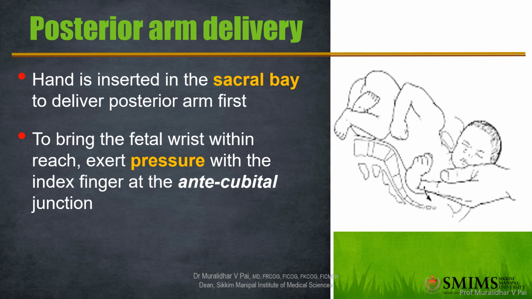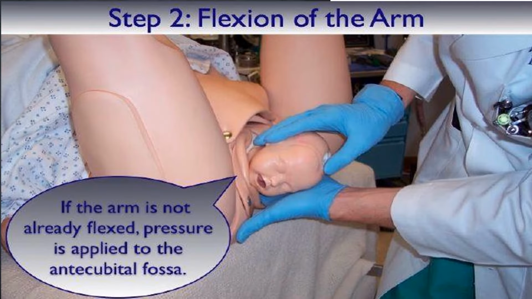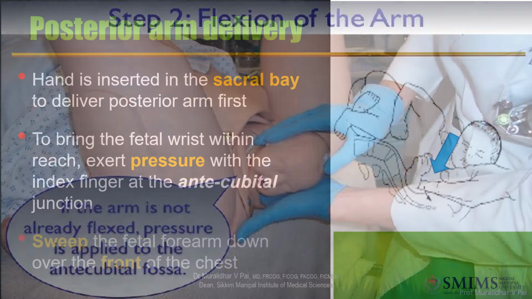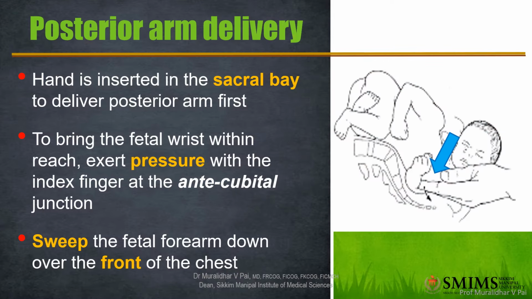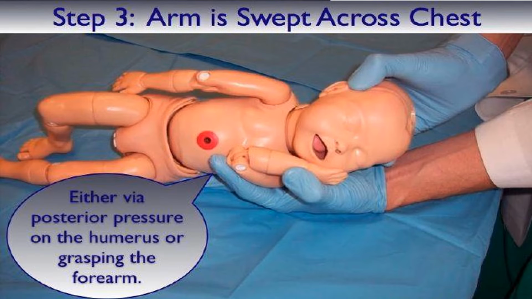To bring the fetal wrist within the reach of the hands, one should exert pressure, as shown by the blue arrow, on the antecubital junction. In Pinard's maneuver, we exert pressure on the popliteal fossa to bring the ankle in the grasp. If the arm is not already flexed, pressure is applied to the antecubital fossa. And then the arm is held and swept across the front of the chest, and delivery is completed as shown here.